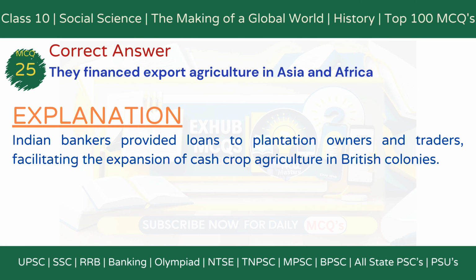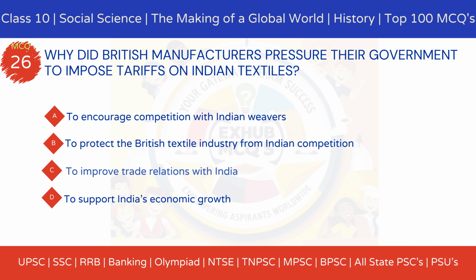The correct answer is option B. They financed export agriculture in Asia and Africa. Explanation: Indian bankers provided loans to plantation owners and traders, facilitating the expansion of cash crop agriculture in British colonies. MCQ 26. Why did British manufacturers pressure their government to impose tariffs on Indian textiles?